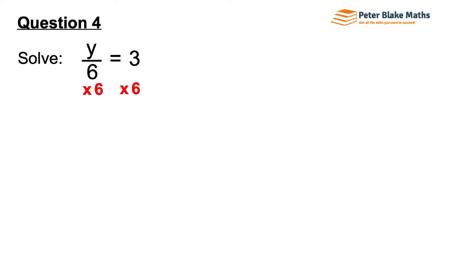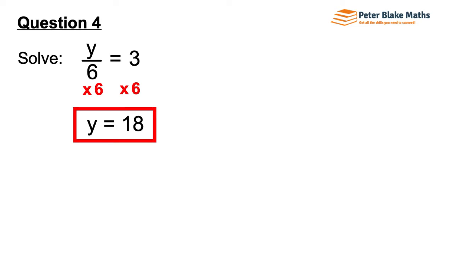Now on the left-hand side, this is what we wanted. We have a divide by 6 and a multiply by 6 that effectively cancel each other out, leaving us with just the y. We wanted the letter on its own. That's how you solve an equation. On the right-hand side, we just have to do what the calculation says. 3 lots of 6 is 18. So final answer, y equals 18.